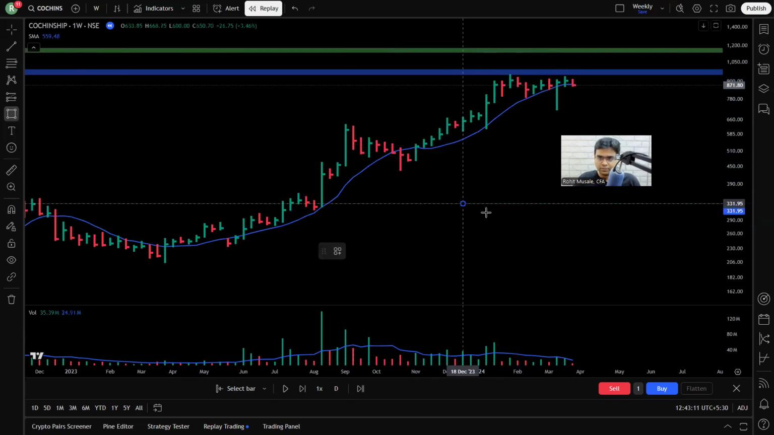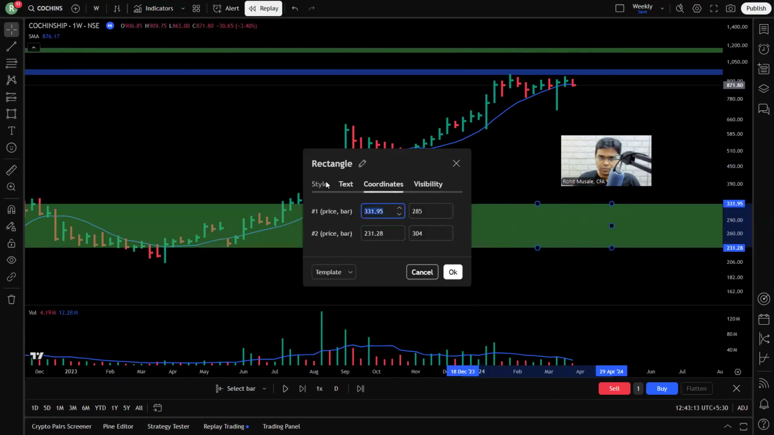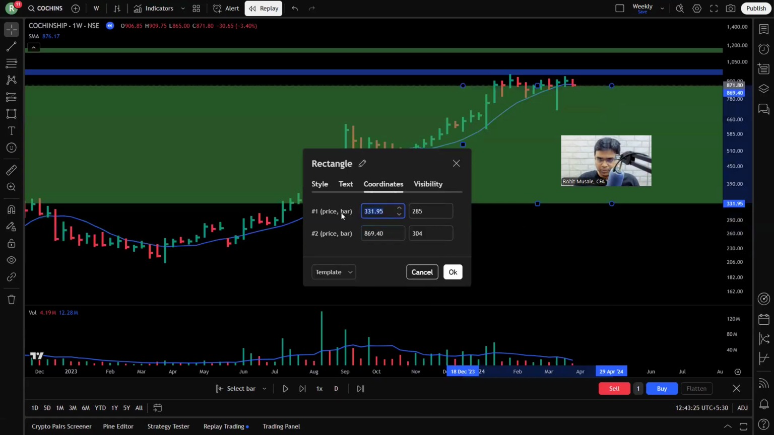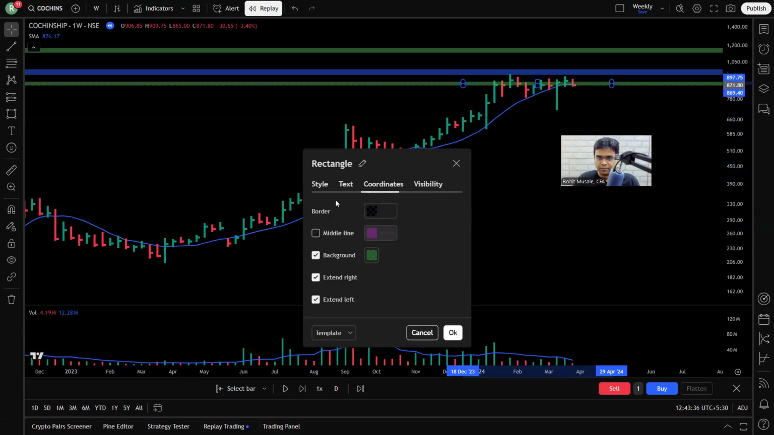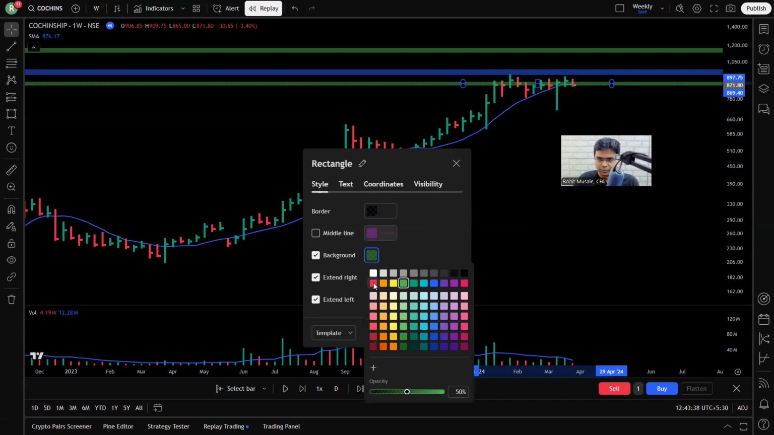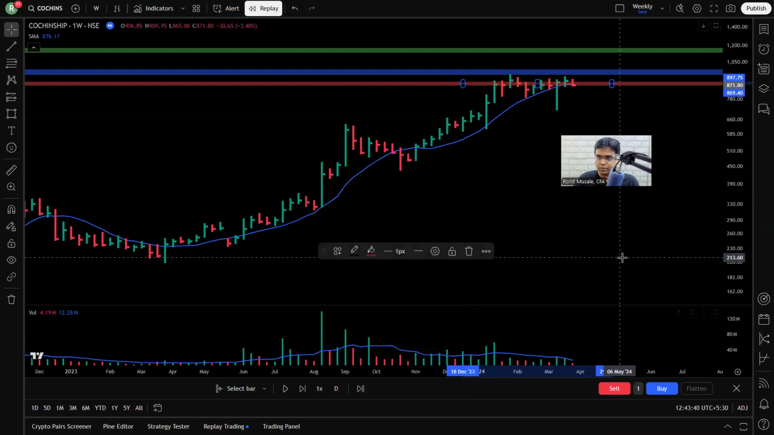Then we draw the stop loss range. So this will be 945 multiplied by 0.92. That's 869.40. And this will be 5% below. So 945 multiplied by 0.95. That's 897.75. That's it. And we'll give it red color. That's the stop loss range.